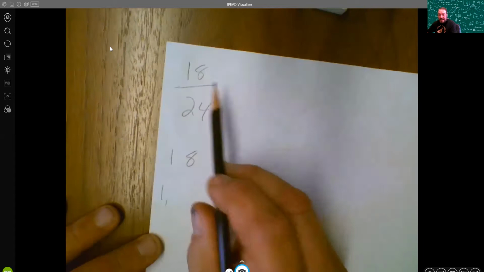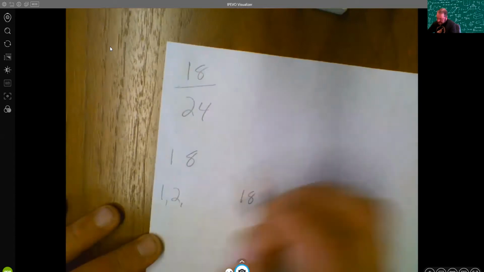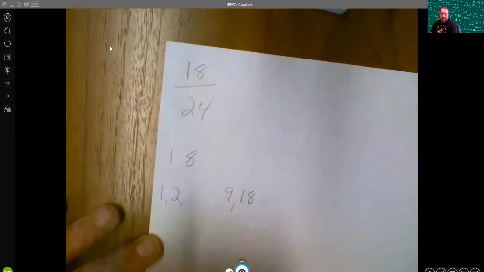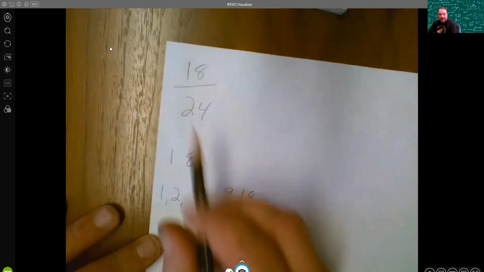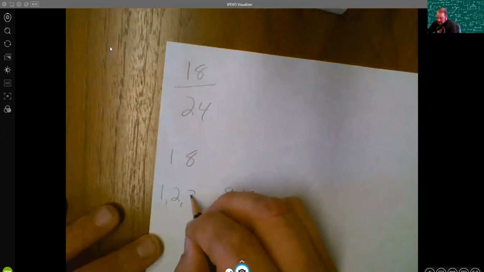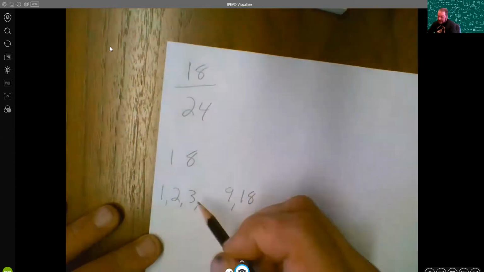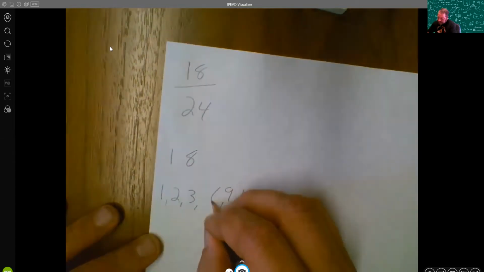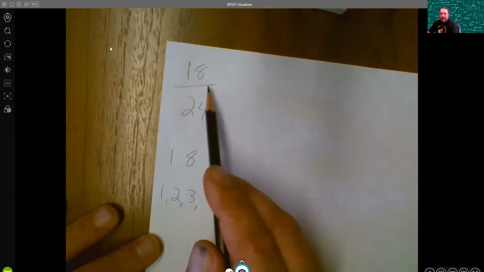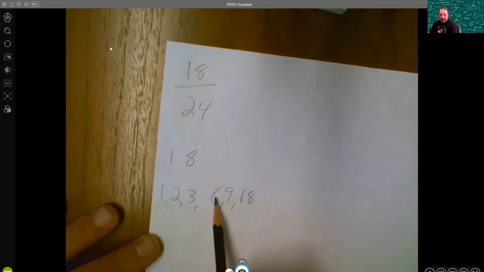Does 2 go into 18? It does, 9 times. Why? Because 2 times 9 is 18. Okay, does 3 go into 18? I think it does, 6 times. 18 divided by 3 is 6. Does 4 go into 18? It doesn't, and now we've gotten to 6, so we can stop. So we found our factors of 18.